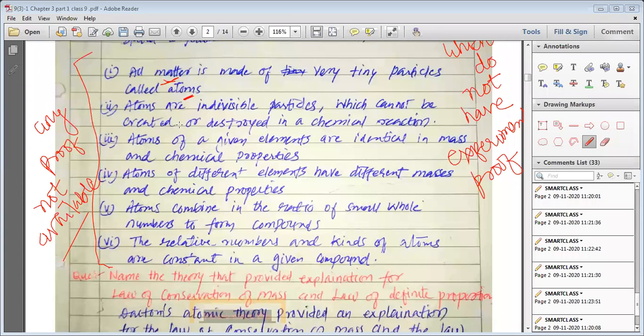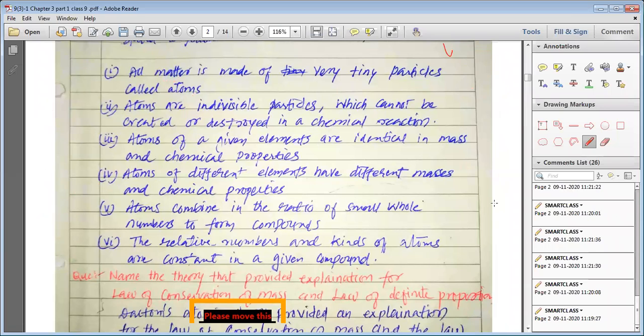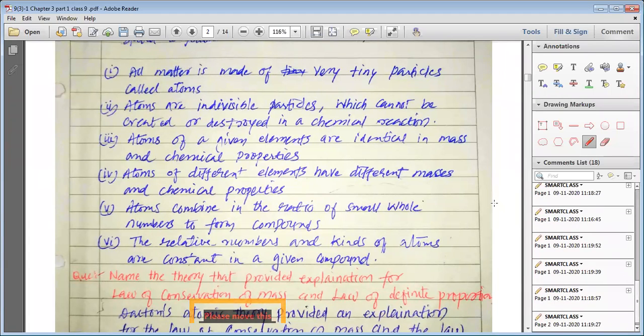atoms are indivisible particles which cannot be created or destroyed in a chemical reaction. So if there is a chemical reaction, my dear students, कोई chemical reaction अगर होती है, we cannot generate, we cannot produce atoms by ourselves. So atoms cannot be produced, atoms cannot be destroyed or broken or vanished away in a chemical reaction.